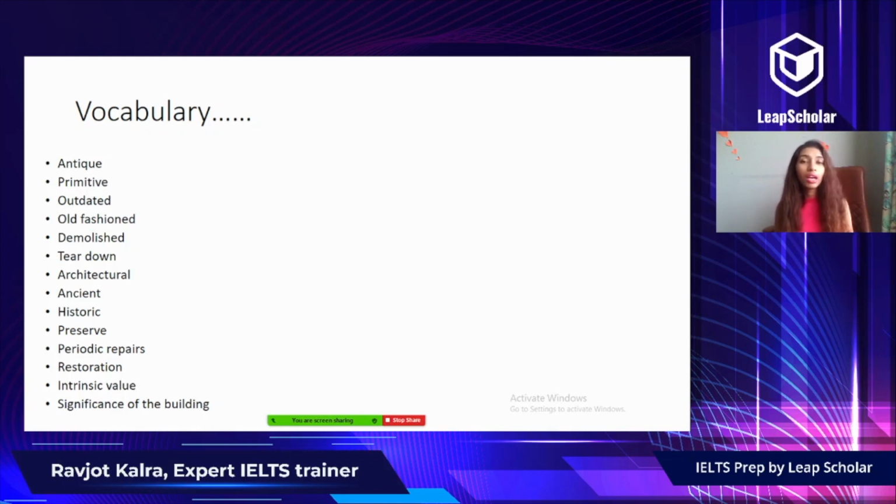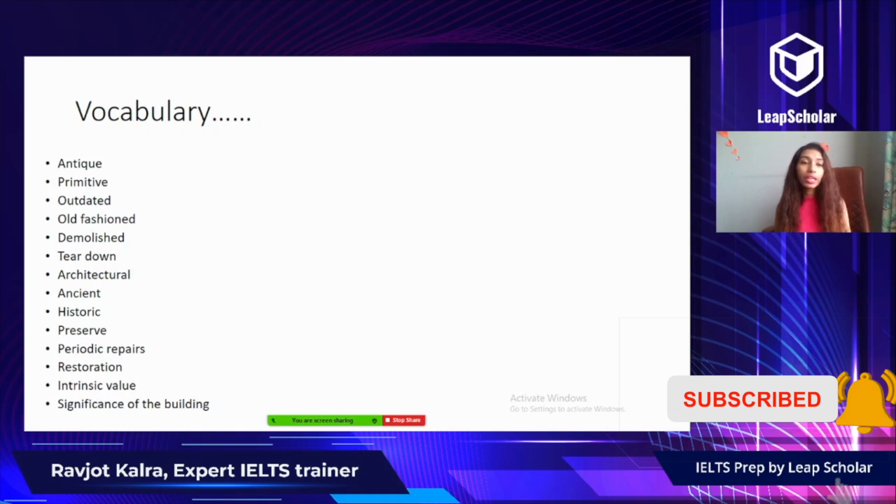So I'll read that for you, the vocabulary words. First is antique. Next, primitive, outdated, old-fashioned, that's a collocation. Demolished, tear down, architectural, ancient, historic, preserve, periodic repairs, another collocation. Restoration, intrinsic value, significance of the building.